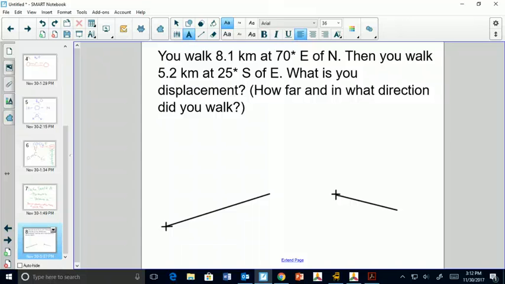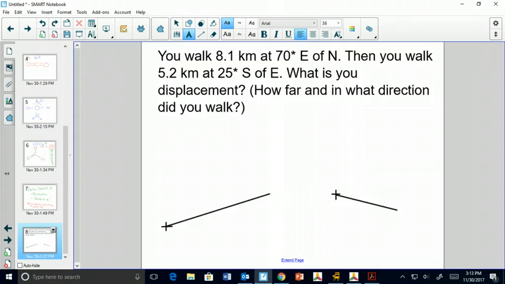Okay, I have a little practice problem for these vector composition and addition problems, to just kind of walk you through how to do this. These are similar to 5.1, 5, 6, 7. You walk 8.1 kilometers at 71 degrees east of north, and then you walk 5.2 kilometers at 25 degrees south of east. What is your displacement, or how far and in what direction did you walk?